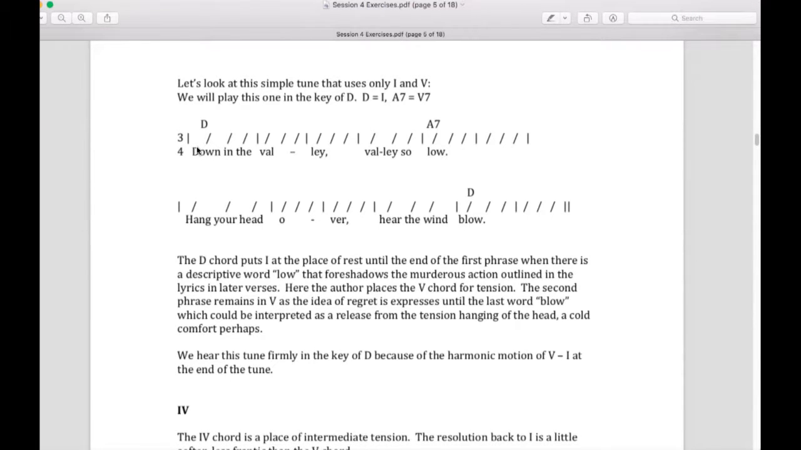1-5-1. But I'd like to do that again because I really want to get this in your ear, because as we get more complex, you need to hear that 5 area, and as things move towards it, and then as it resolves to 1. Here we go again. D, A, D. Here we go.